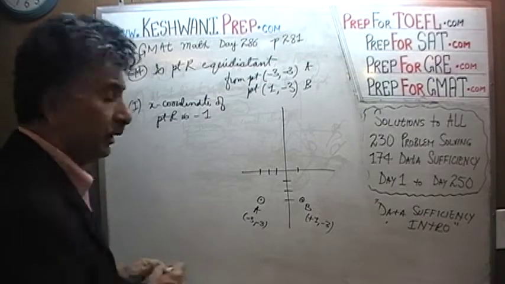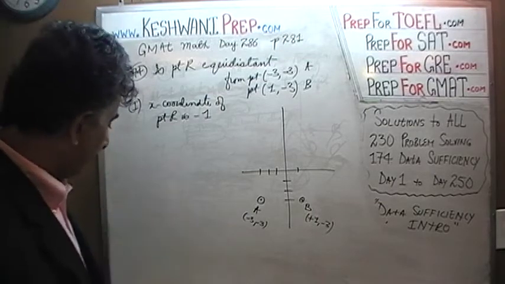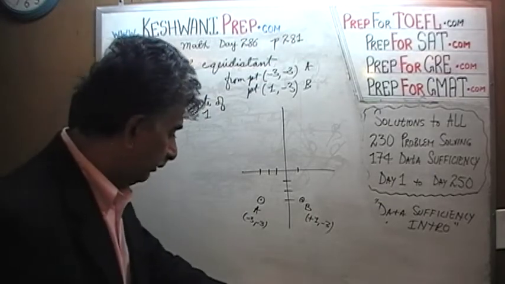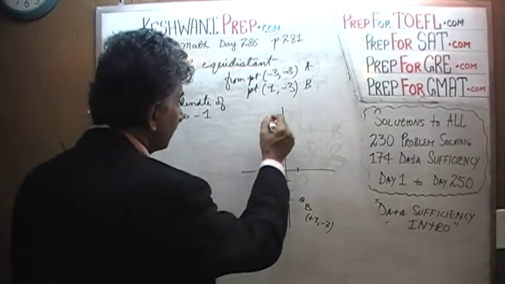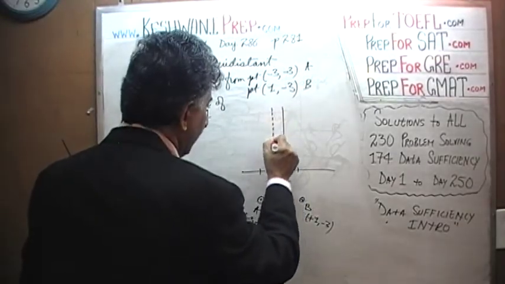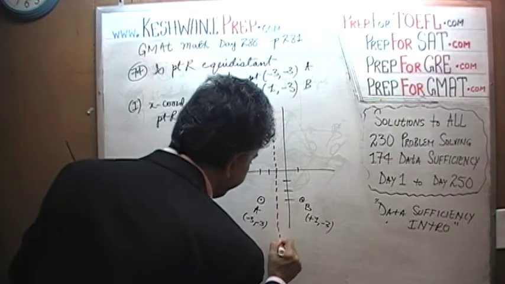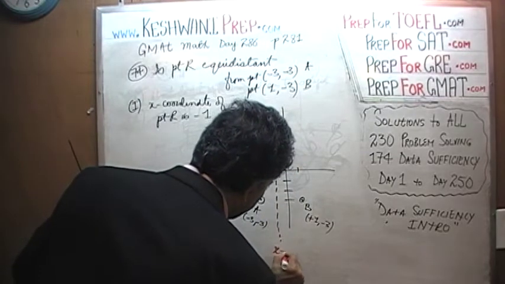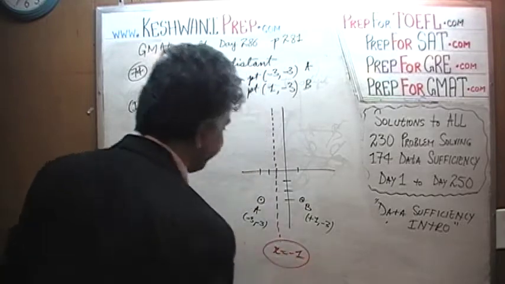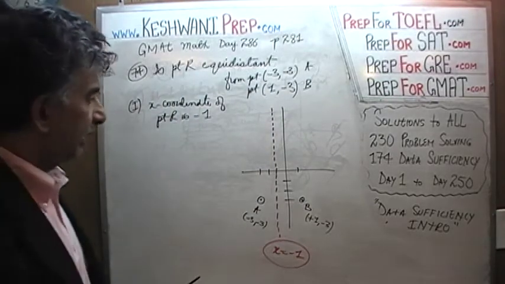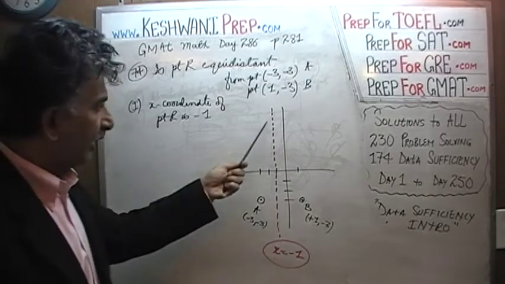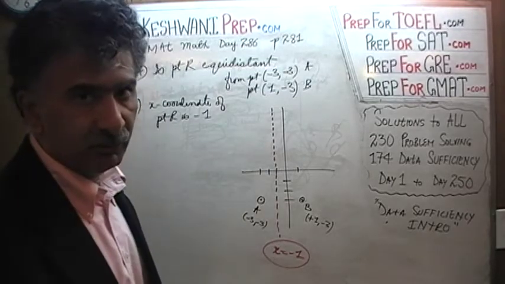Well, x-coordinate is going to be -1 for this point. Doesn't matter where this point happens to be, but if the x-coordinate is -1, it will have to be somewhere on this line where x equals -1, right here. This is the line. Now, having established that part, the rest is very simple. It really makes no difference where the point happens to be. The point R happens to be on this line.